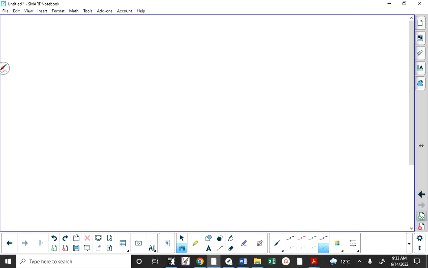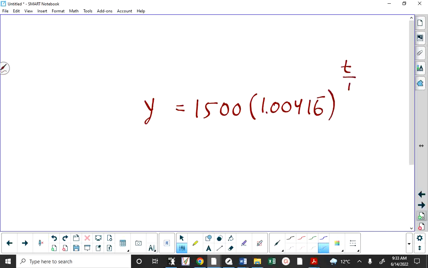y is equal to, and this is a beast of a question. It is not a simple question. It's that, where t is in months. If I put that 0.08333, that other number, then t would be in years. But since we're asked about months, I think this is the most direct thing to do.